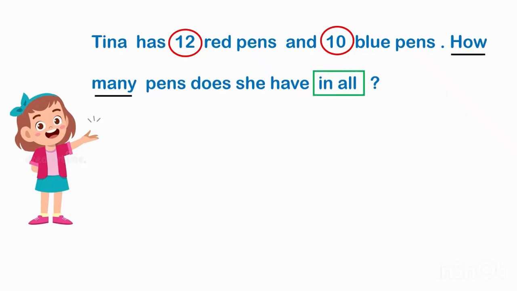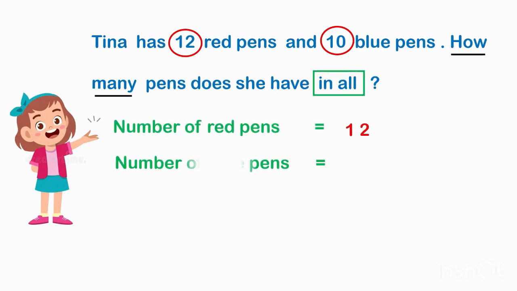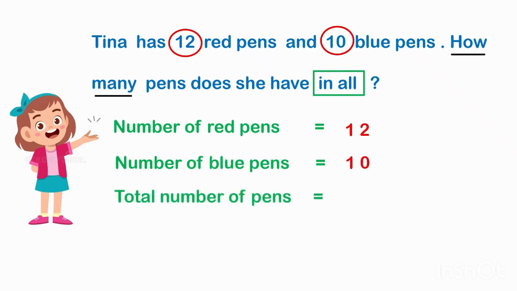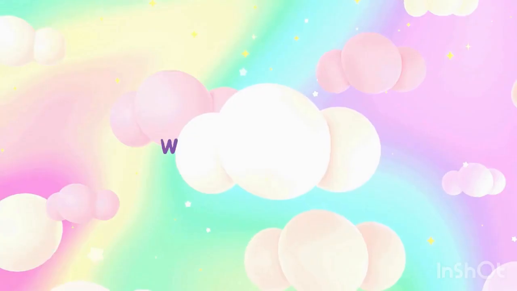How many pens does she have in all? That means number of red pens 12, number of blue pens 10. Total number of pens is equal to 22. Tina has 22 pens.